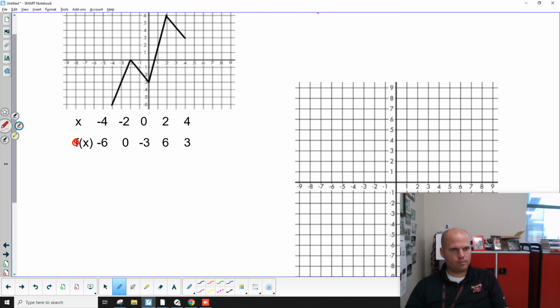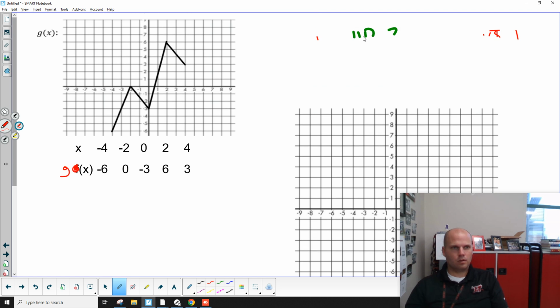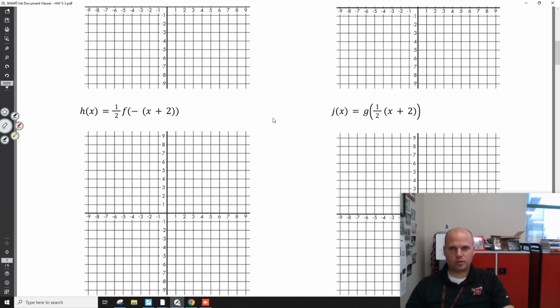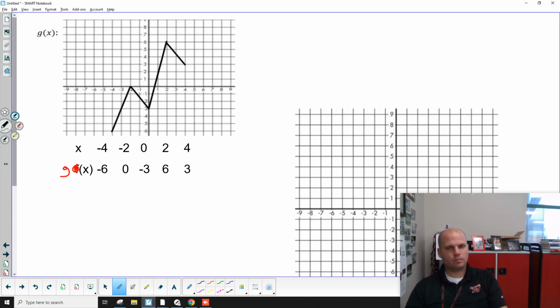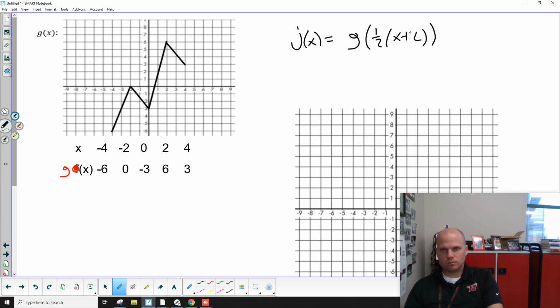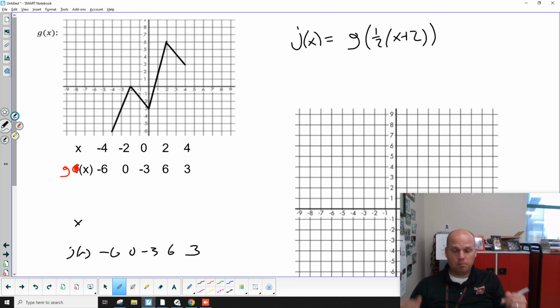Again, this is G. The trickiest one, again, ordering matters: G of 1/2 x plus 2. This is J of x. All right. Nothing outside of it. There's no change in my y's. J of x is going to have the same y's. But what are the x's that map to those y's?